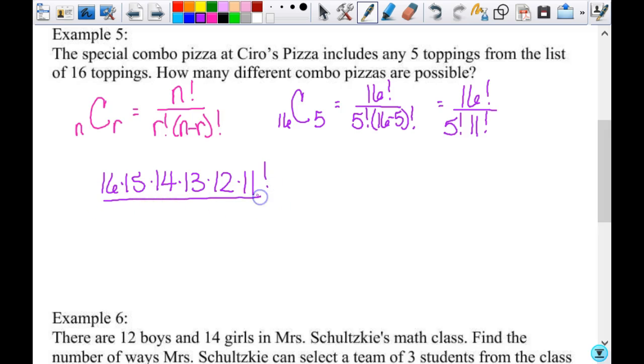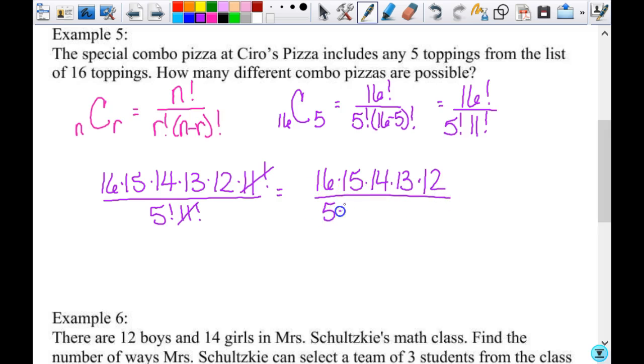And remember, you work it out until it matches the biggest one in the denominator. You can work it out to the smallest one and go that way, but you're really just making more work for yourself. So I get there. Now I have stuff I can cancel. Then I rewrite this, and I get 16 times 15 times 14 times 13 times 12 all over 5 times 4 times 3 times 2 times 1. Then I start to reduce.